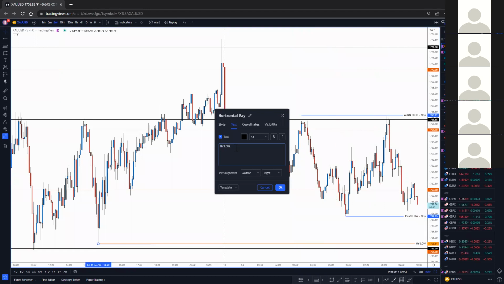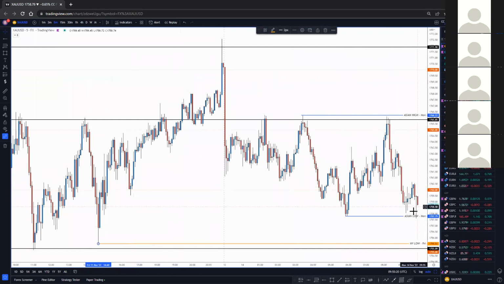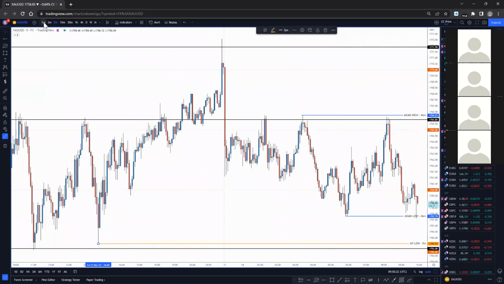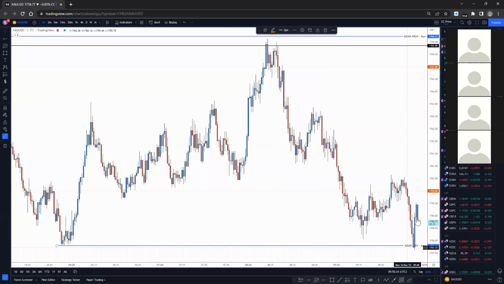NY low Friday, and we'll keep an eye. I'm not too keen on looking for something unless I get a proper liquidity grab candle. Let's see if we can get a reaction from here.